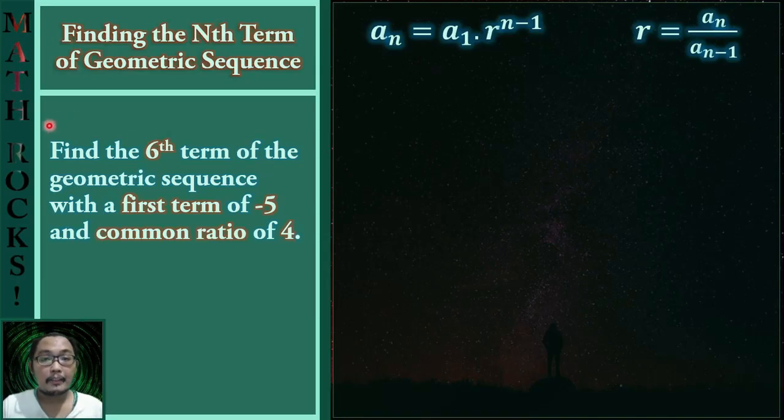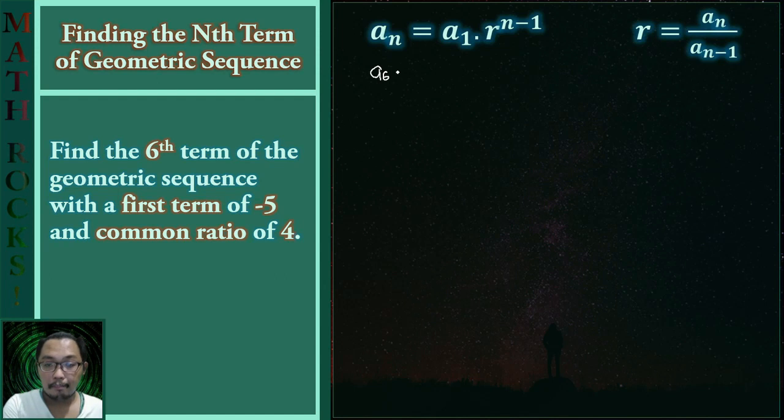And let us start with this problem. Here we would like to find the sixth term of the geometric sequence with a first term of negative 5 and a common ratio of positive 4. To start with our solution, let us first write all the important information given in the problem. We would like to find the sixth term, and we are given the first term, which is negative 5, and the common ratio, which is positive 4.